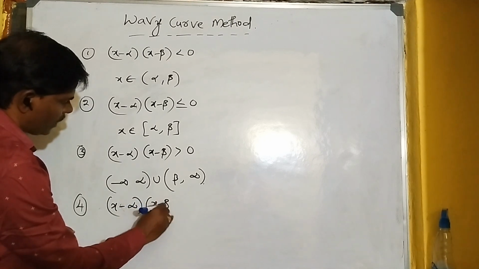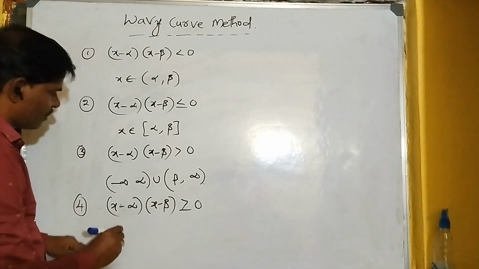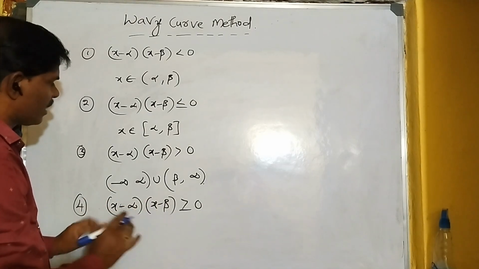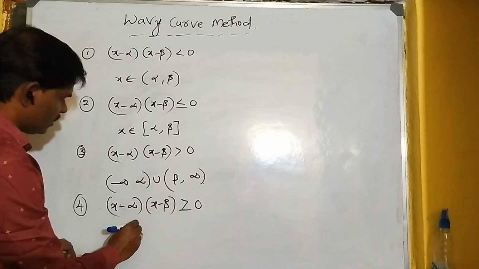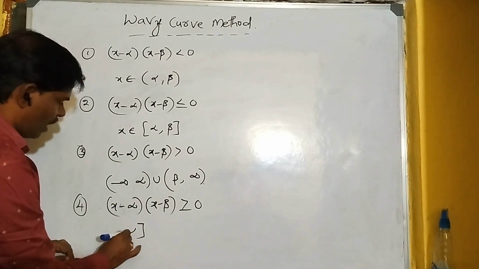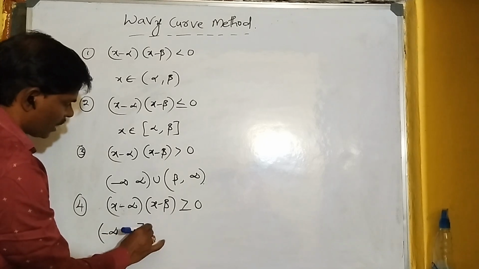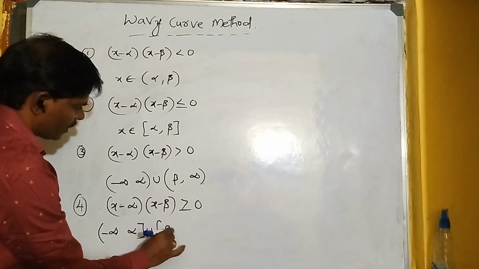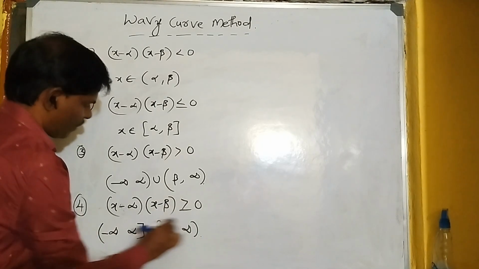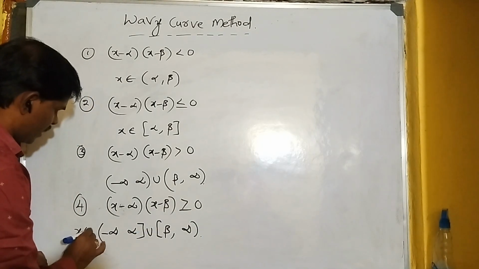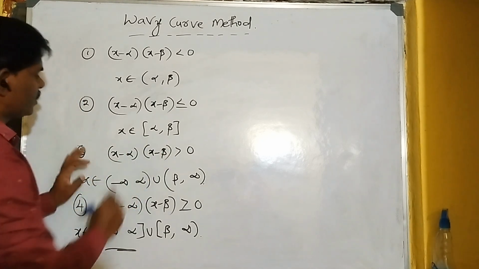The fourth formula: (x minus alpha) into (x minus beta) greater than or equal to 0. This also does not lie between, but with the equal to, it is the interval minus infinity to alpha closed at alpha, union beta to plus infinity closed at beta. This is what x belongs to.